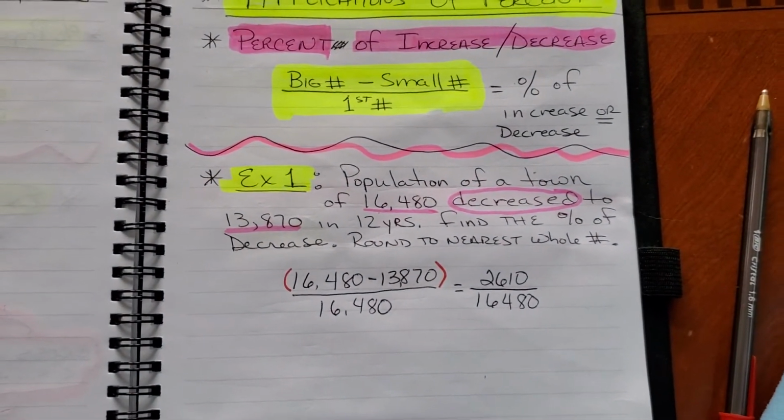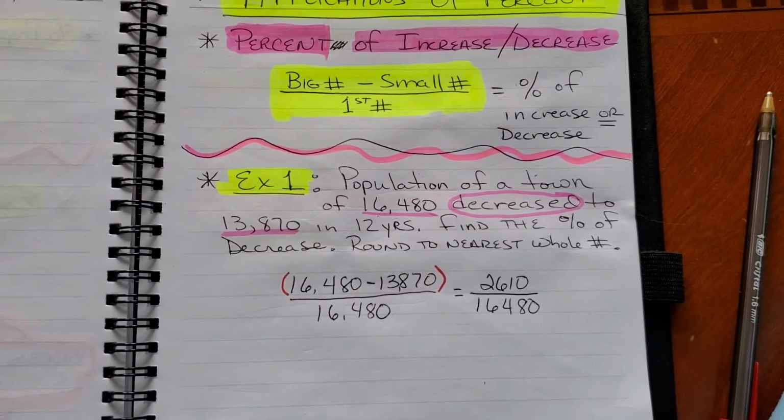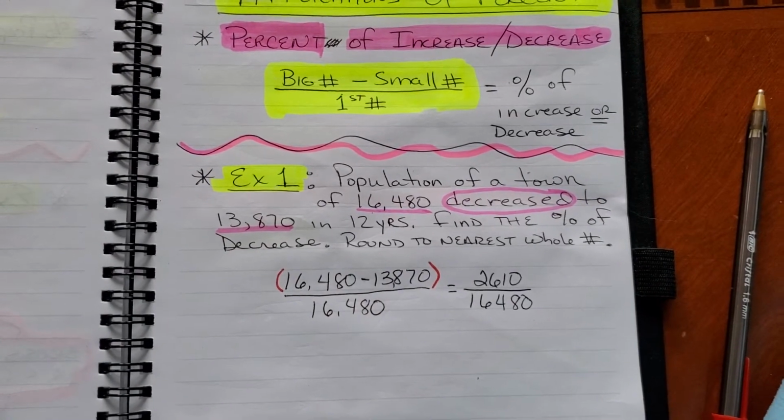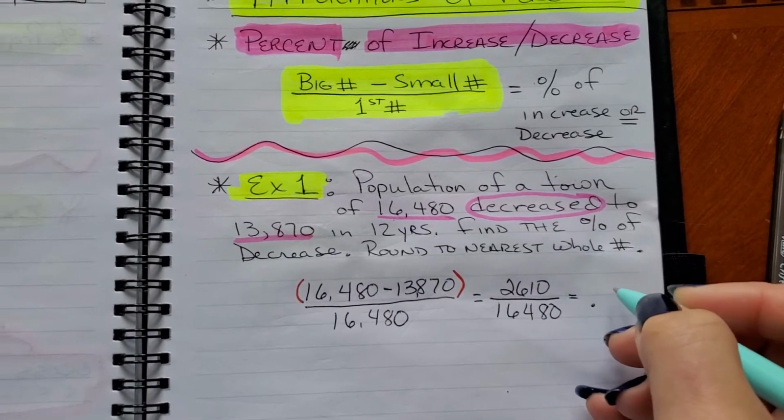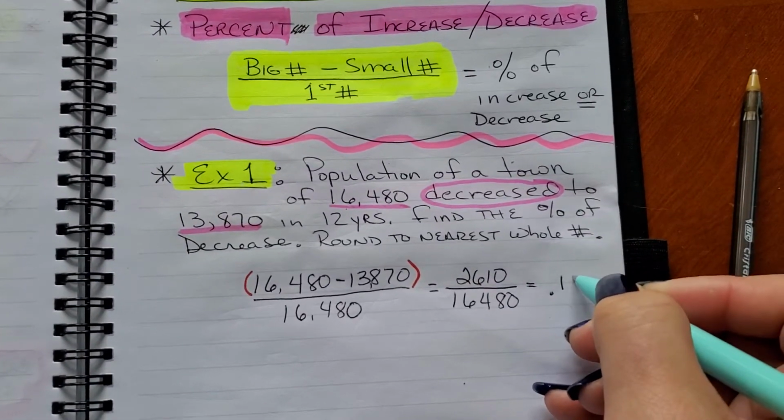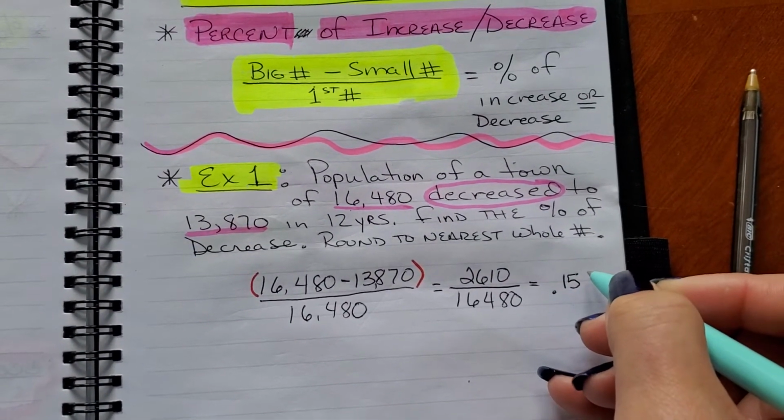Alexa, what is 2,610 divided by 16,480? 2,610 divided by 16,480 is 0.1584.